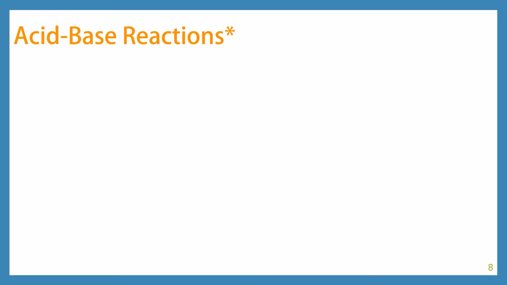So I forgot to indicate this already, but any slide that has an asterisk on it means that this is essentially repeat information. So this is stuff that you are already responsible for because you've already learned it. Hopefully acid-base reactions involving amines sound really familiar to you.